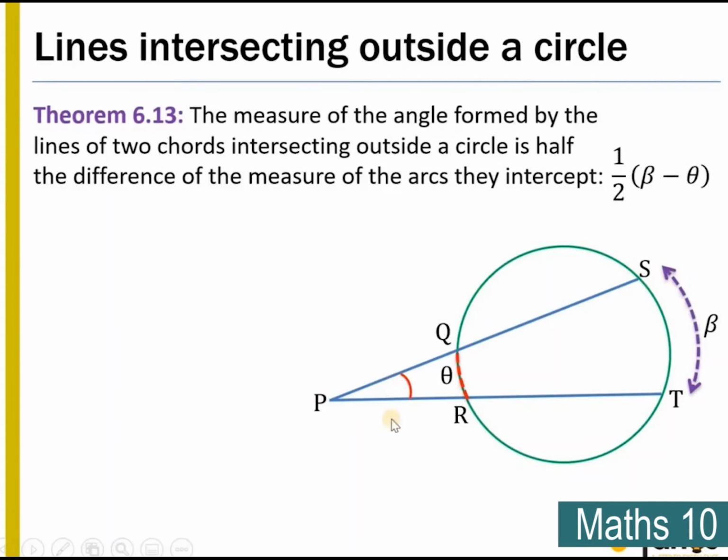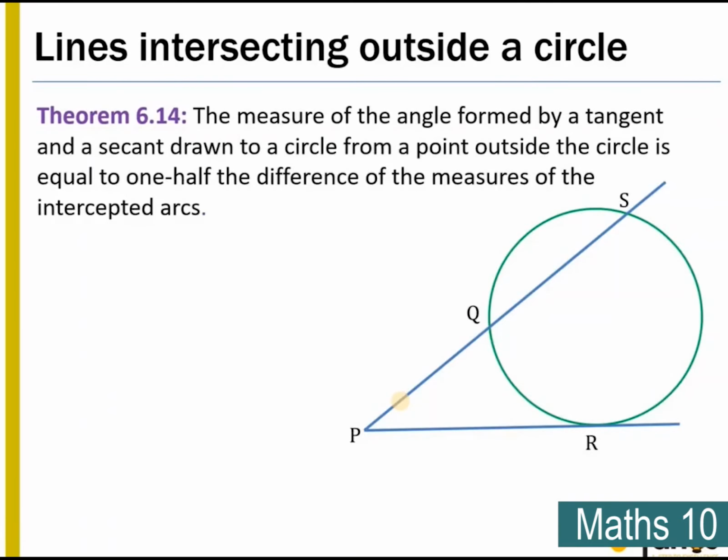The theorem says that the measure of this angle is equal to half of the difference between these two arcs. So the measure of this angle is half of beta minus theta. Theorem 6.14. The measure of the angle formed by a tangent and a secant drawn to a circle from a point outside the circle is equal to 1/2 the difference of the measures of the intercepted arcs. So what we're trying to prove is that the measure of this angle here is equal to half of beta minus theta.